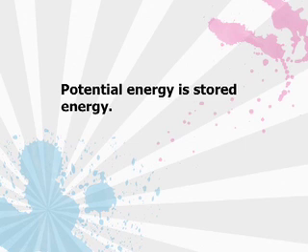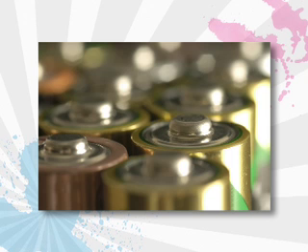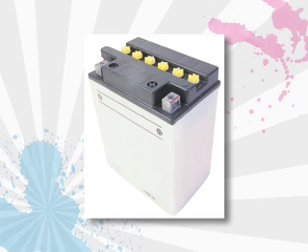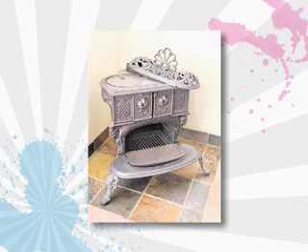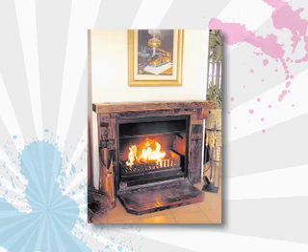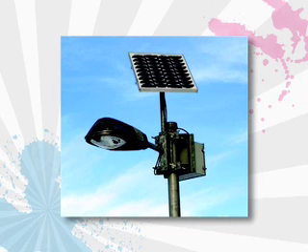In the previous lesson, you learned that potential energy is stored energy and that kinetic energy is moving energy. Batteries store their energy in the chemical compounds inside them. This is what we call chemical potential energy. Other things in your house that work with this are those that use fuels like gas, coal, wood, or paraffin. Solar-powered things like garden lights also store the energy they get from the sun.